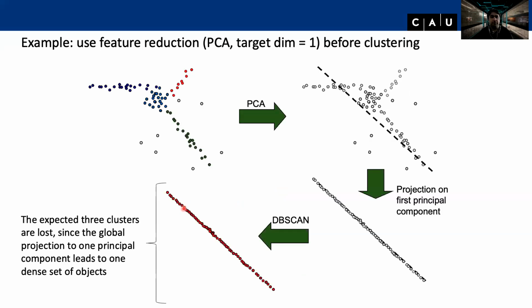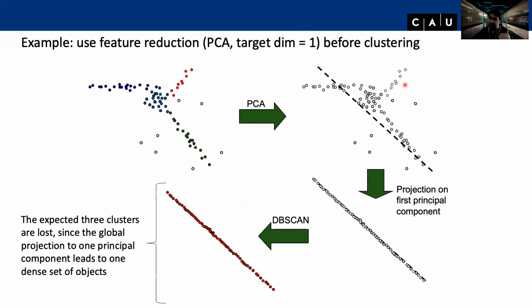Or to put it in other terms, as an example, we use feature reduction, PCA, and say, you know what, this metabolite data that we have here, we want to encode it, press it down to a one-dimensional representation before we apply clustering. So what do we do? We take this whole data set, apply PCA to it, and obtain this dashed line as the major principal component, as the first principal component. Then we project all of these objects.